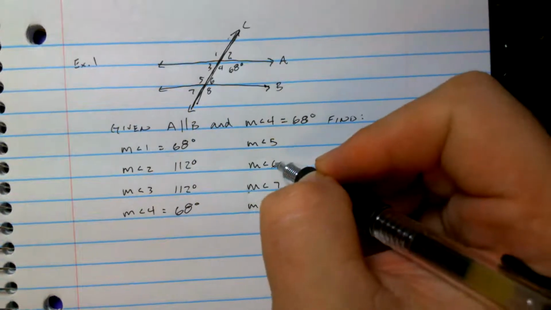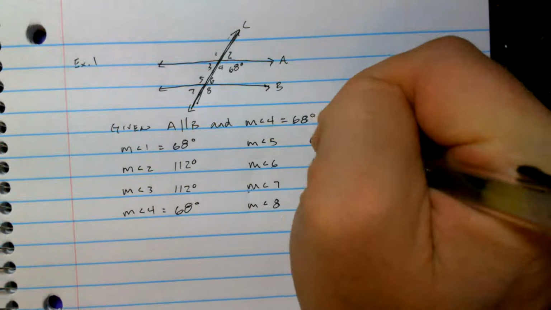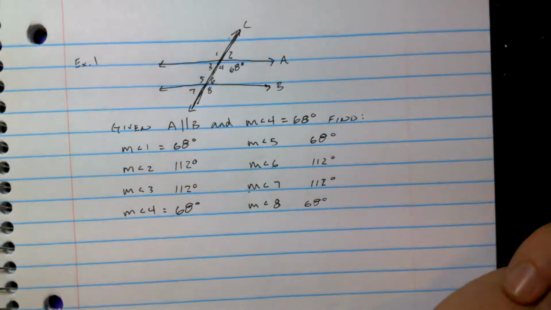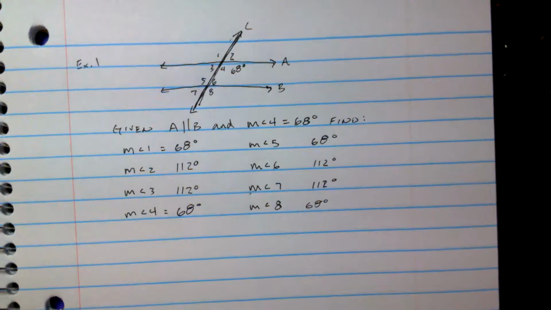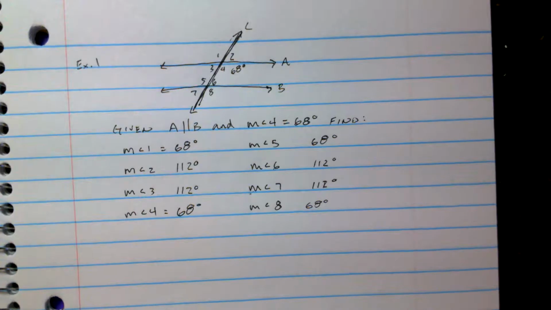And 6 is vertical to that, so 112, and 5 is vertical to 8, so 68. And there you have it, right? We've now defined all 8 of those based on simple relationships, and so we can use that to move forward. All right, so taking it a little further.